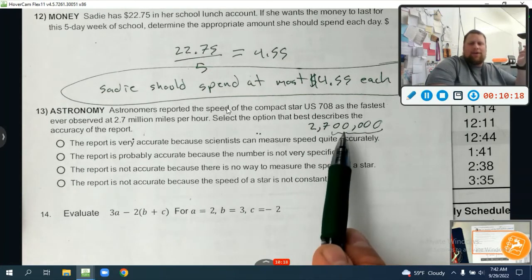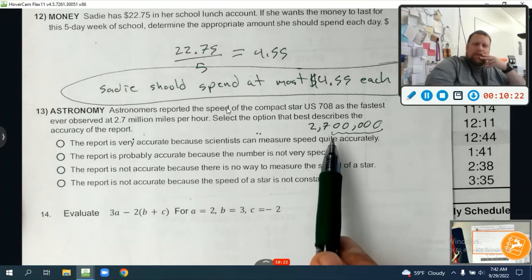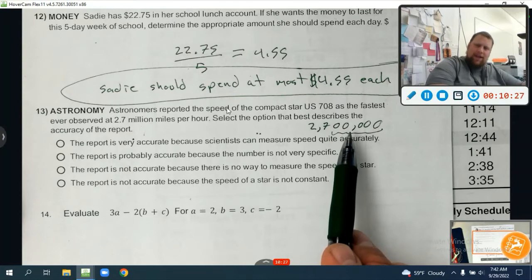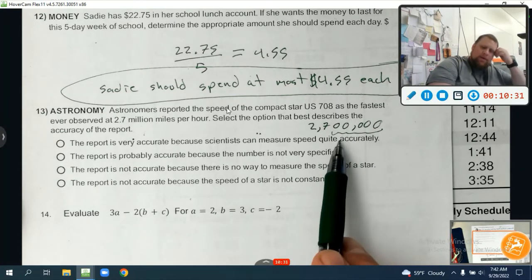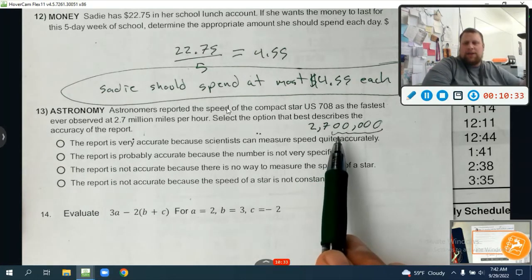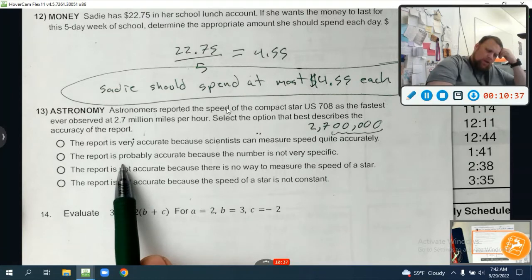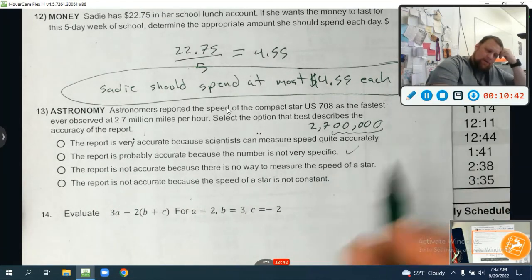This isn't very accurate. We have 1, 2, 3, 4, 5 place values that probably could have some changing numbers in them, but we don't need it because it's so far away, going so fast. It probably has so many minute changes happening all the time. Anytime you give an exact speed, too exact, it's going to change within a millisecond. The report is probably accurate because the number is not very specific. I think that's probably it, but let's go on.